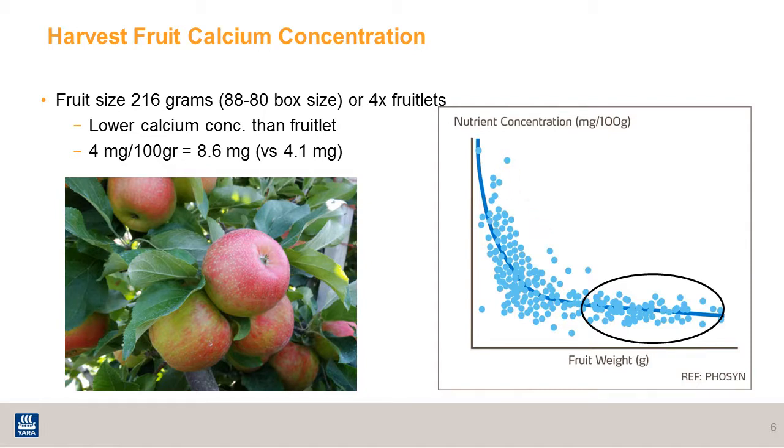When we look at the fruit sample at harvest, you may have about 4 milligrams per 100 grams fresh weight of calcium concentration in the fruit, or approximately 8.1 milligrams accumulated total of calcium in the fruit at harvest. You can see that it's approximately twice as much as that at the early fruit stage.